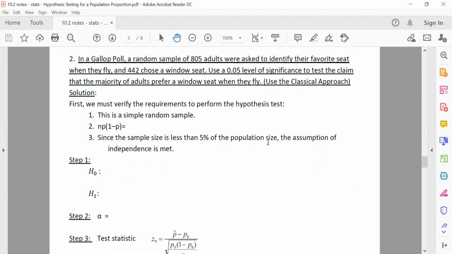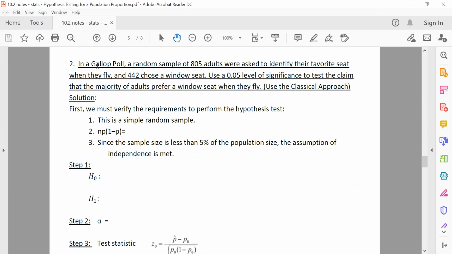So in a Gallup poll, a random sample of 805 adults were asked to identify their favorite seat when they fly. 442 indicated that it was a window seat. At a 0.05 level of significance, test the claim that the majority of adults prefer a window seat when they fly. But a majority of adults, so more than 50%. Now that would make this a right-tailed test.